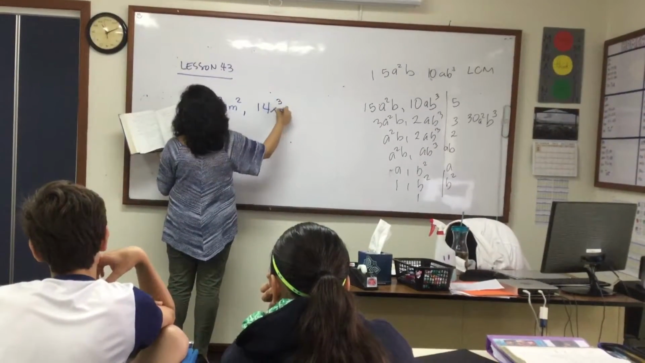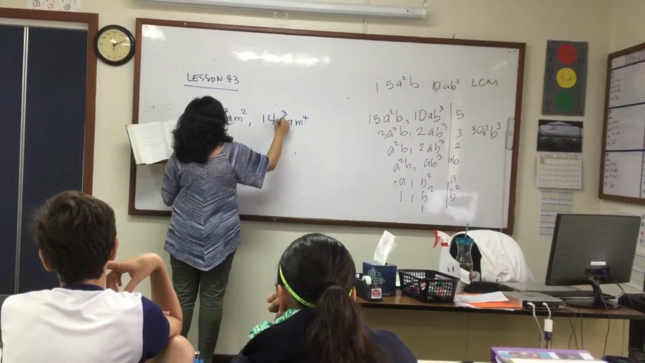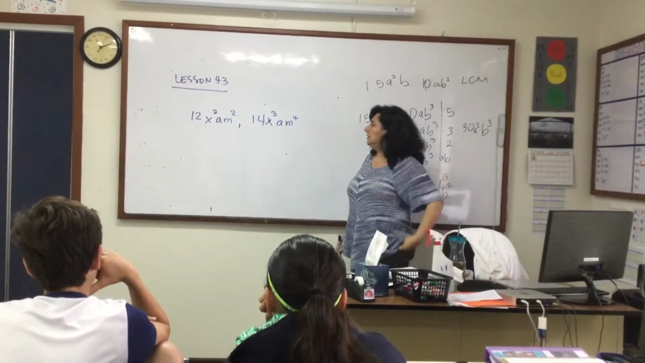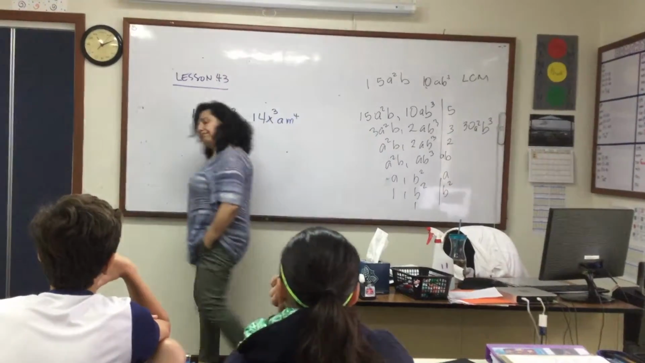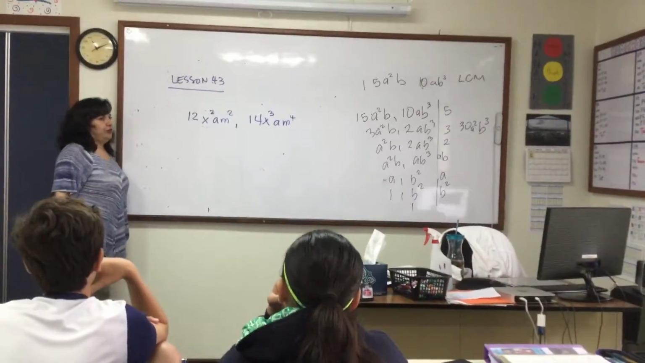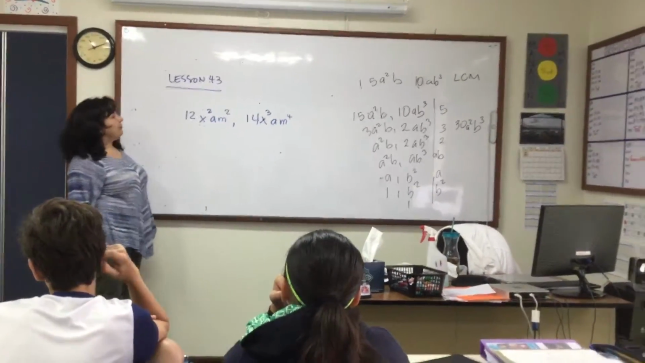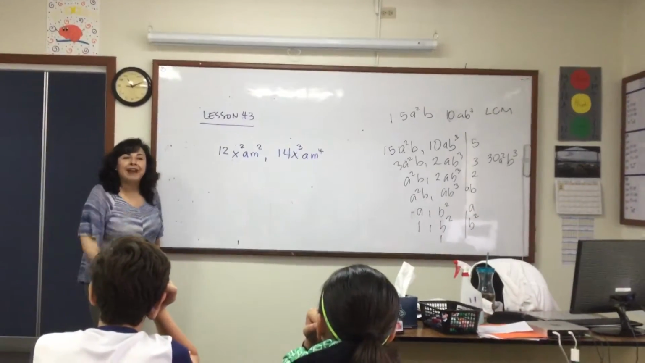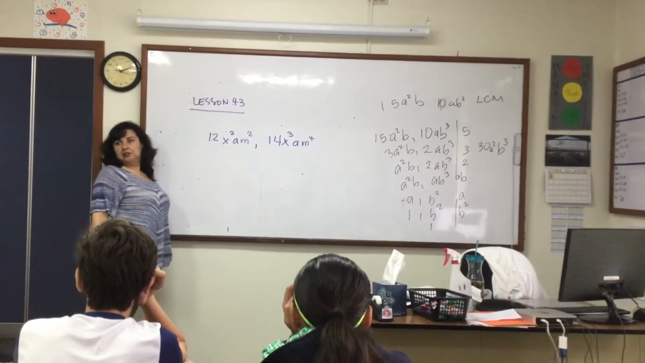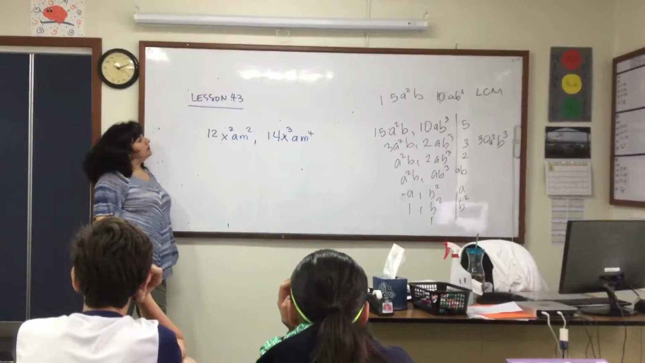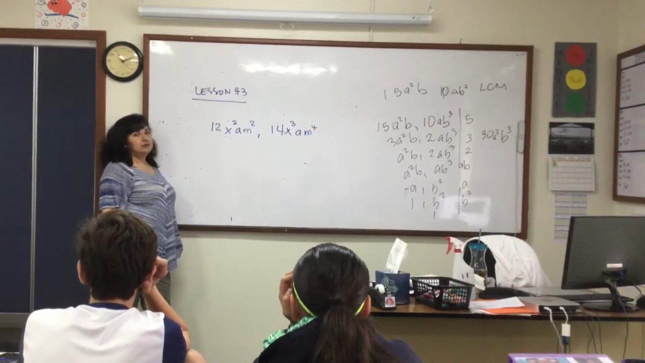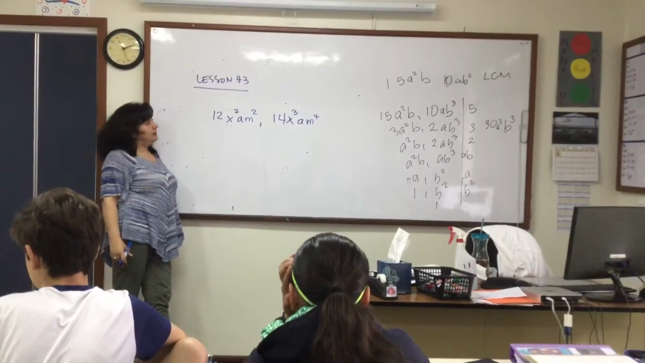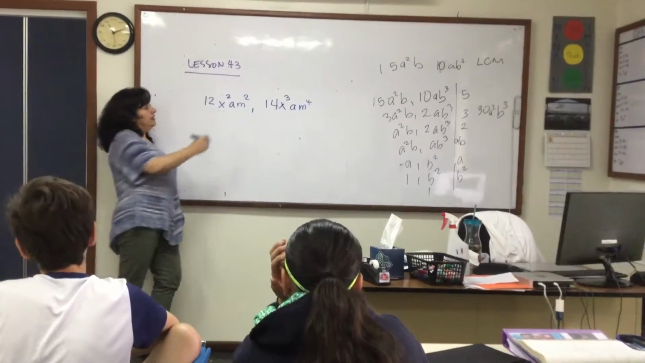So, what would be the least common multiple here? 2. No, that's a factor. The least common multiple between 12 and 14. 2 is a factor, not a multiple. It's 84. x cubed. a to the power 4.